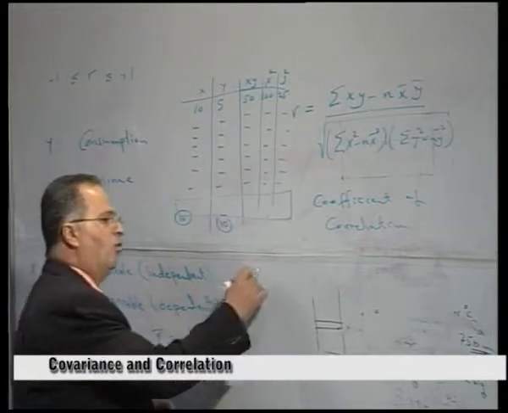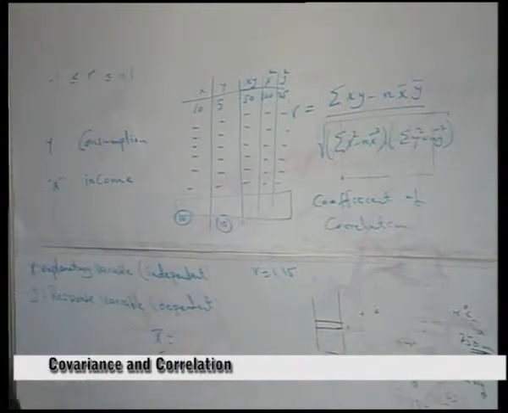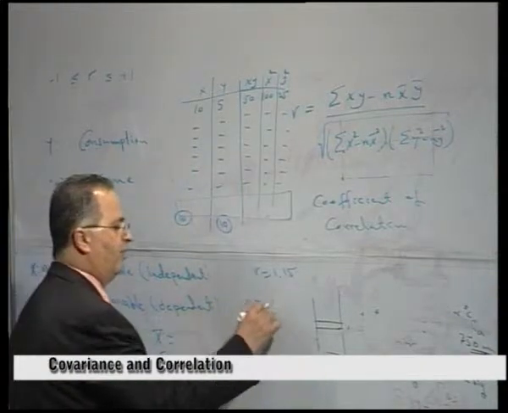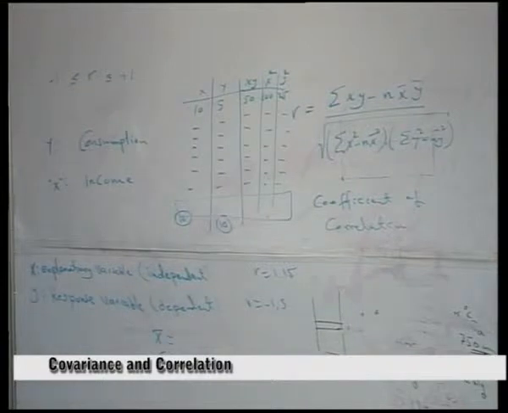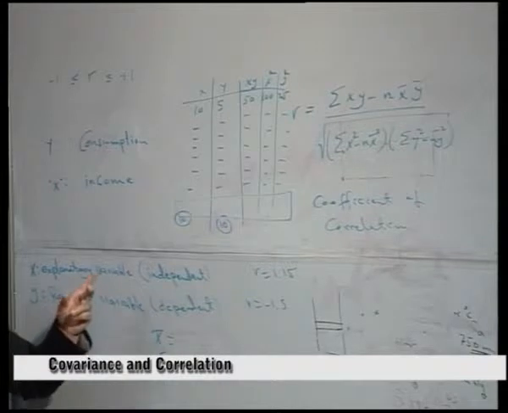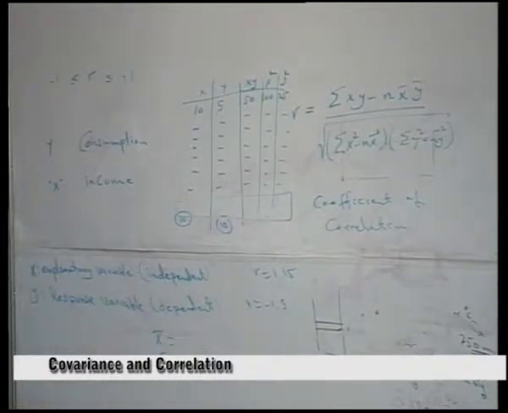and r might be 1.15. That means there is an error. Or, for example, if r is negative 1.5, that means there is a mistake. So you have to figure out what that mistake is. So that's simple calculations.